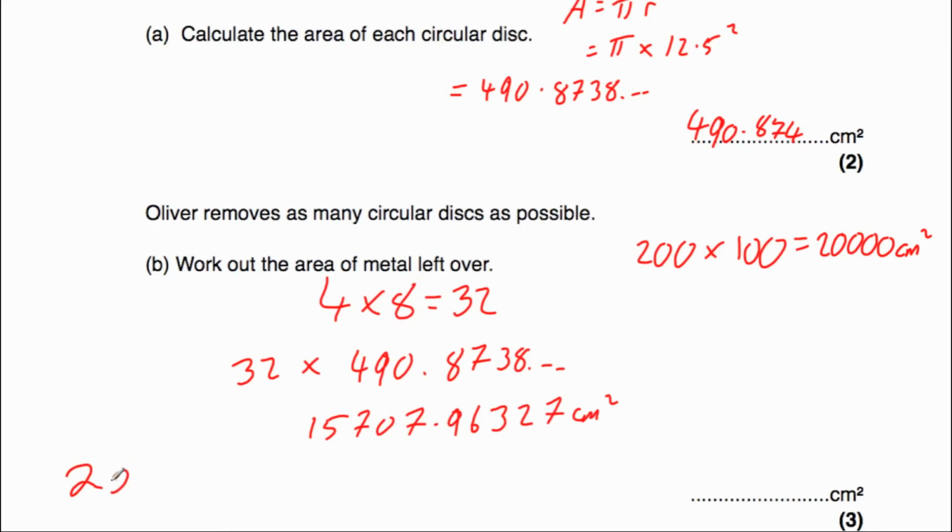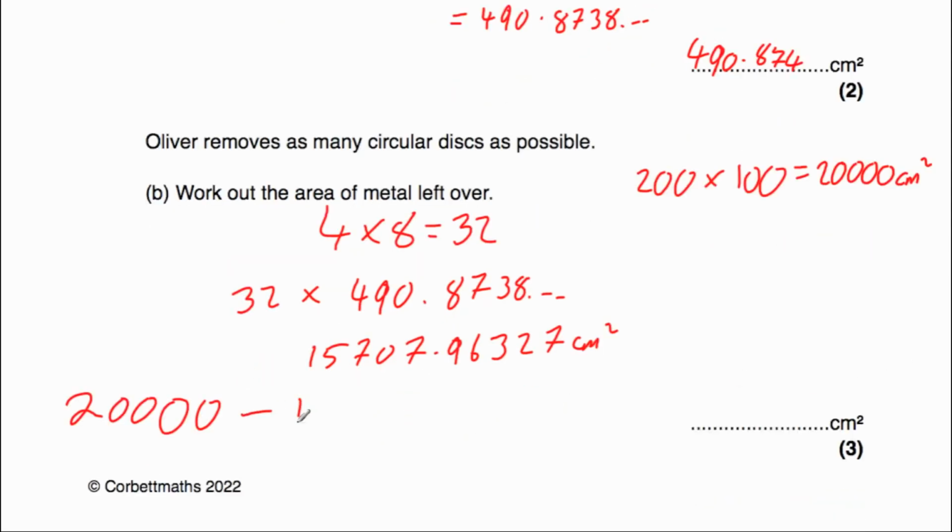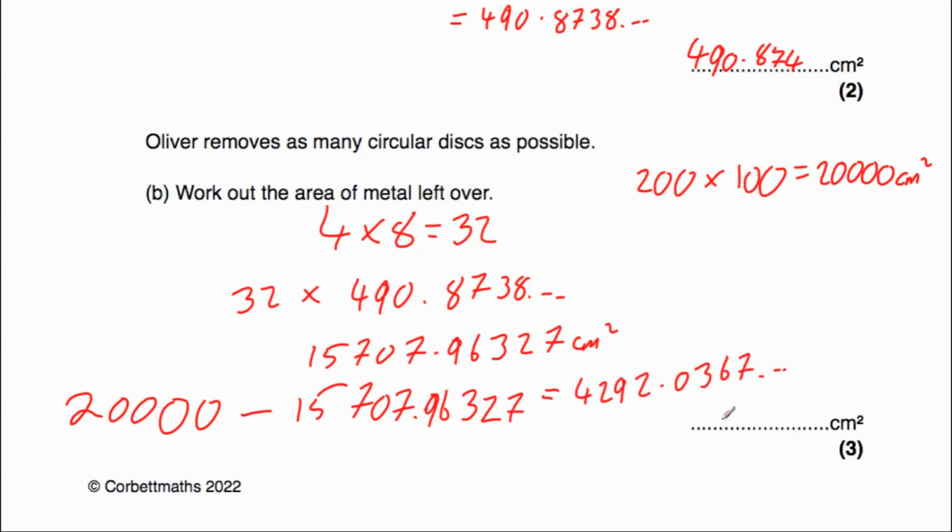So if we do 20,000 take away 15,707.96327, then that would tell us what area of metal is left over. So 20,000 take away that would give us an answer of 4,292.0367 and so on. Now I'm just going to round this to the nearest centimeter. That'll be 4,292 centimeters squared.